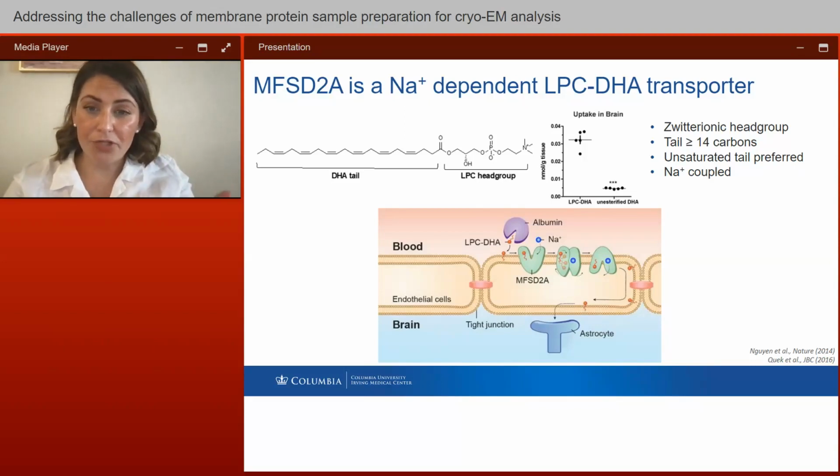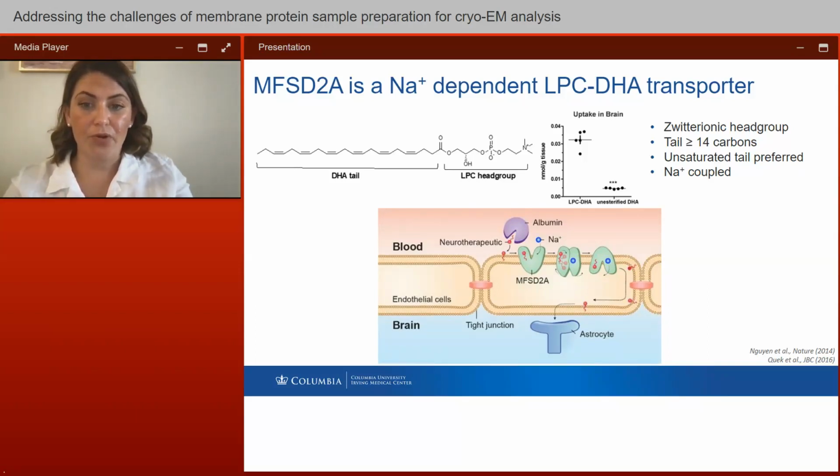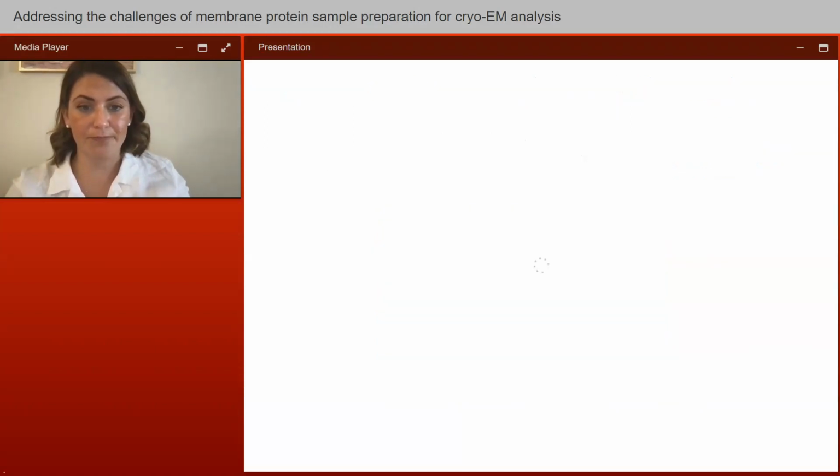As I said, I'm really interested in understanding the structural basis of this transport, not only because it serves a really important physiological function and it's very biophysically interesting, we don't know a lot about lysolipid transport, but also because if we can understand how MFSD2A transports LPC-DHA into the brain, then we can use this information to develop neurotherapeutics so they can hijack the system and enter the brain in the same fashion.